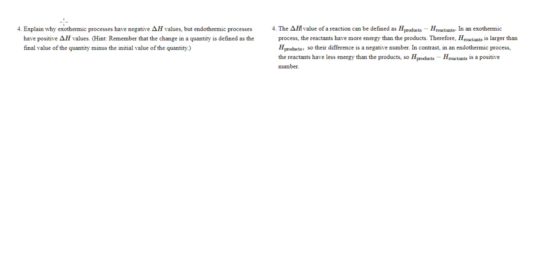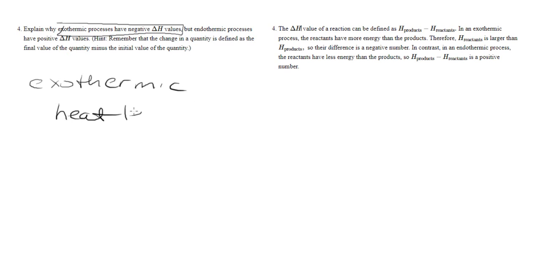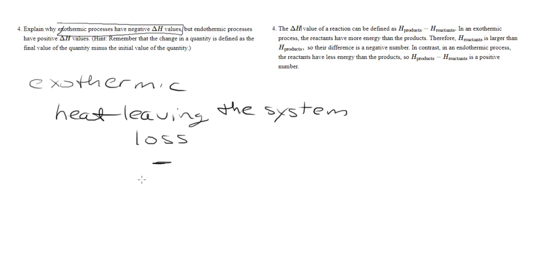Why does an exothermic process have a negative delta H? Well, we already talked about that, right? If something is exothermic, heat is leaving the system. Anytime something is leaving, that's a loss, and that's represented with a negative sign.